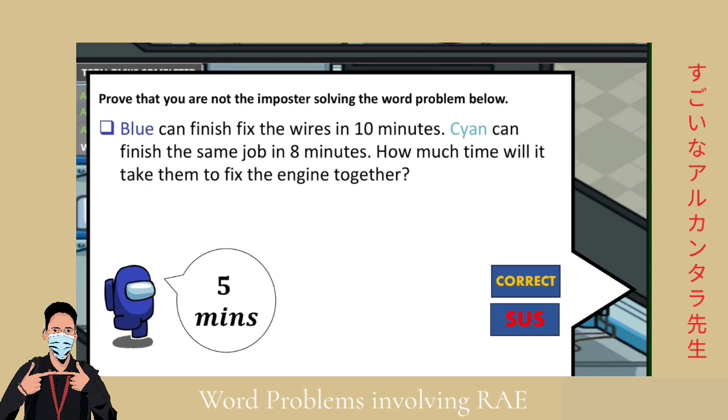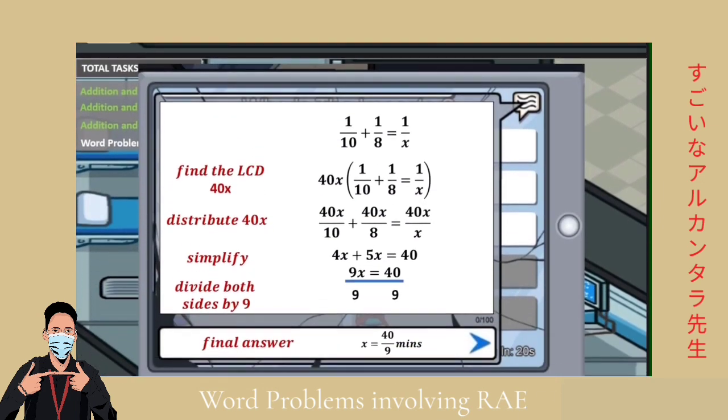Now class, again, based on the given time, we will use that as the denominator. So for blue, it will become 1 over 10. For cyan, it will be 1 over 8. And they can finish 1 over x of the job per hour. So we'll put it that way. So what's the LCD of 10, 8, and x? It's 40x. So distribute 40x.